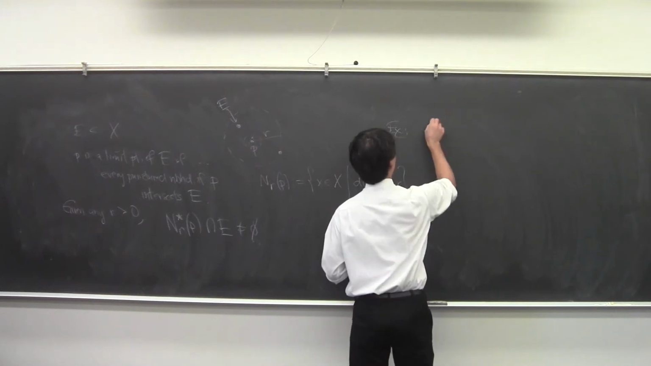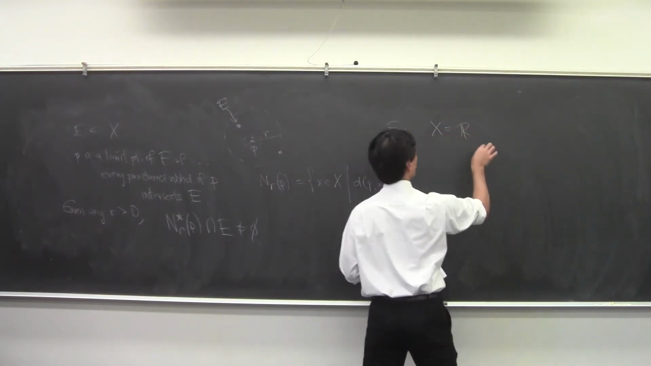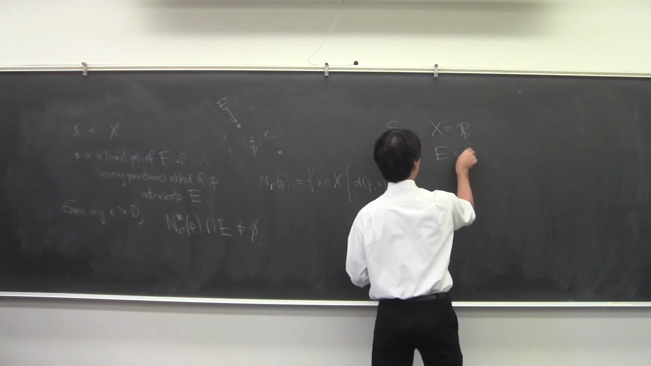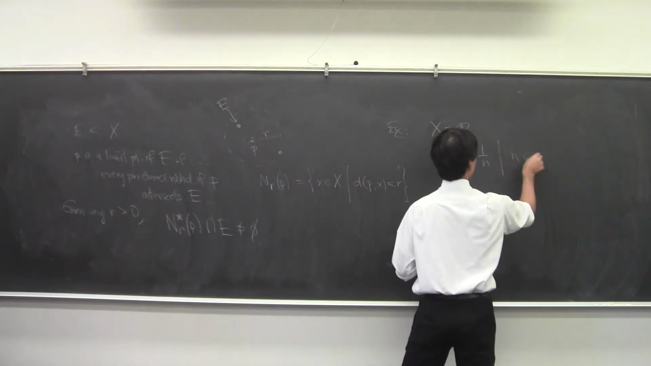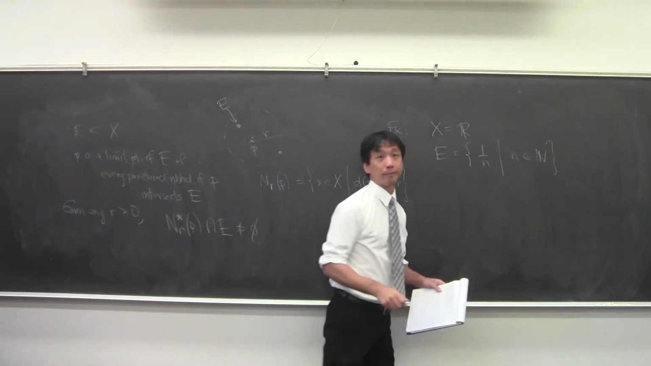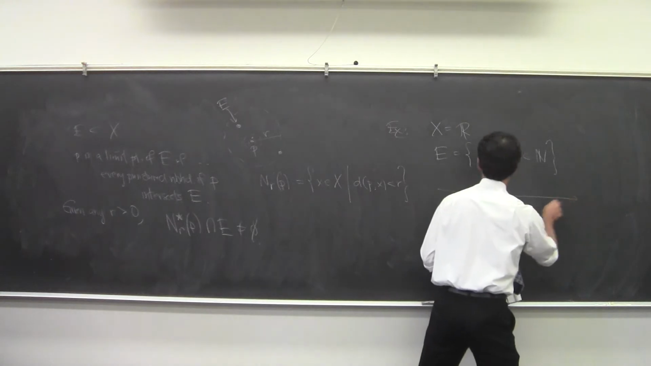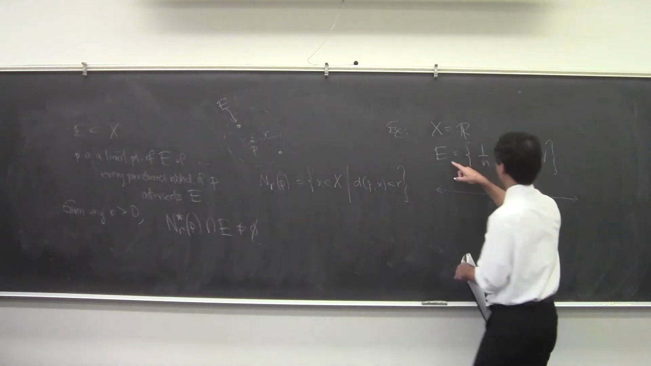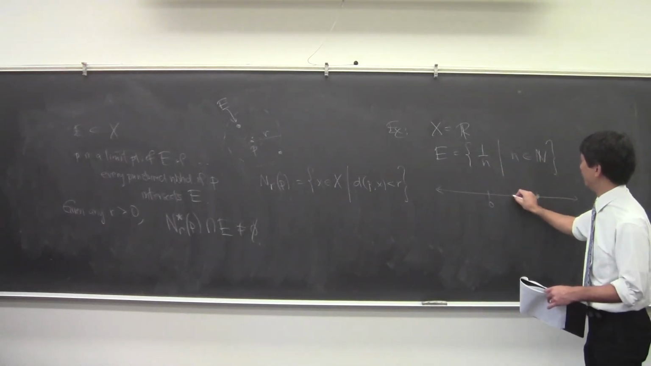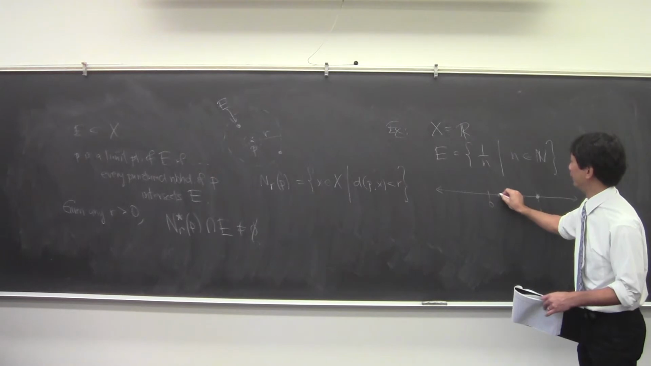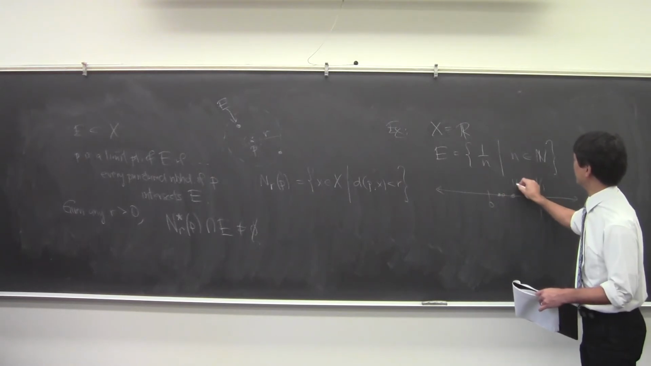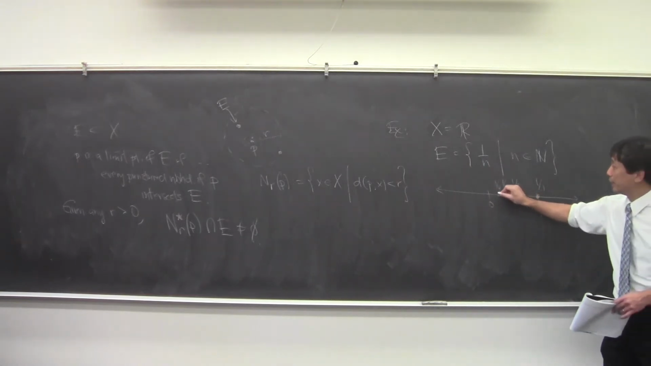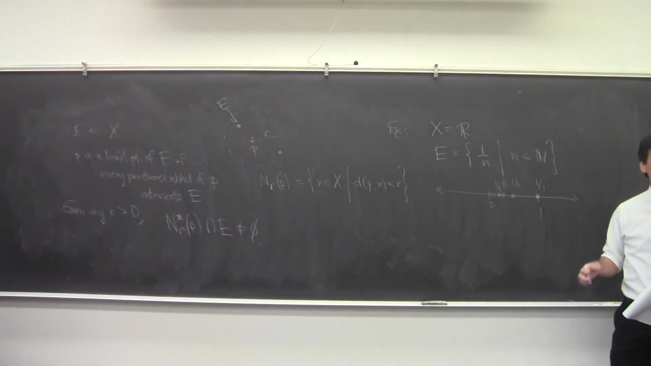Suppose I'm in R, so X is R with the standard Euclidean metric, and E is the set of points 1 over n, where n is any natural number. Here is 0, 1. E is the set of points 1, 1 half, 1 third, 1 fourth: 1 over 1, 1 over 2, 1 over 3, 1 over 4, and so on. All those guys are the set E.